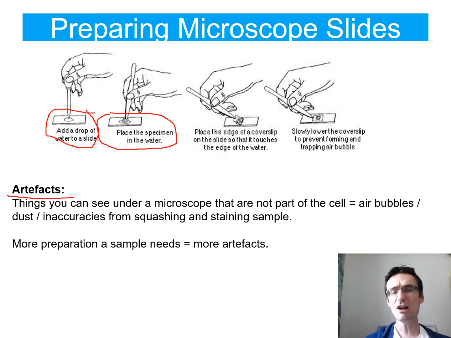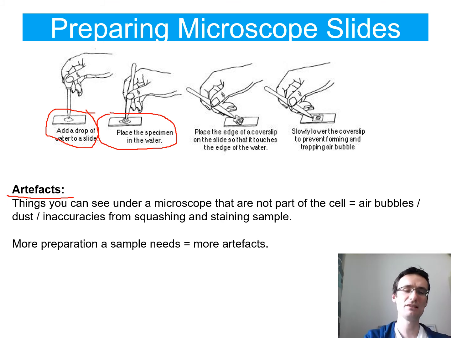You probably looked and went, oh, I can see the cell, but it was probably an air bubble. So an air bubble is a good example of an artifact. It's something that you think might be part of the cell, but it isn't, and you can see it there. So it might be air bubbles, might be dust, it might be from how you've squashed or stained it, that you might have inaccuracies there.